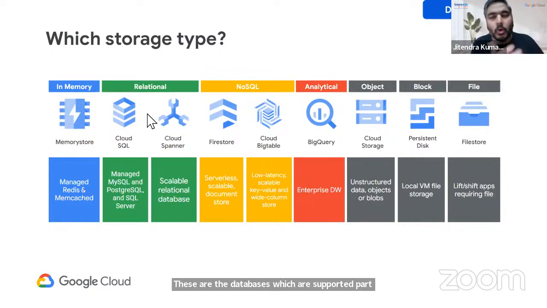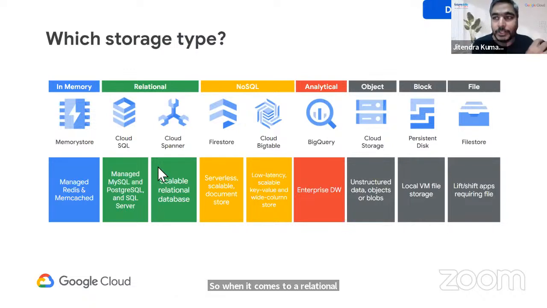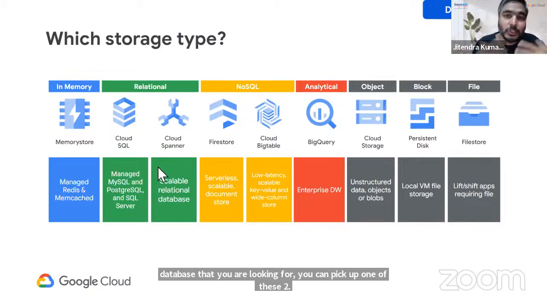We will get into all the details here, don't worry. But just to give you a big picture of all the database services that we have, the other database service, which is kind of Google proprietary and is a very, very powerful database, is Cloud Spanner. So when it comes to a typical relational database that you are looking for, you can pick one of these two. Look at the next box, which is NoSQL.